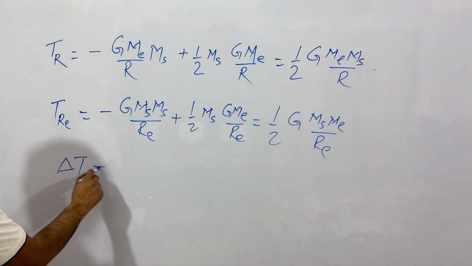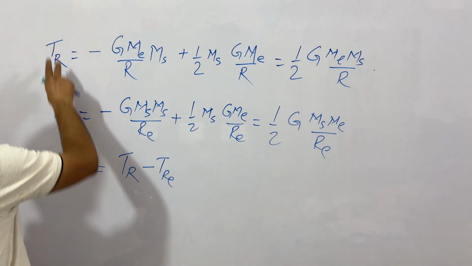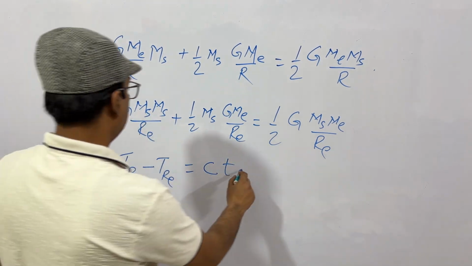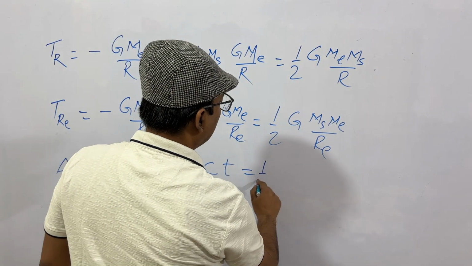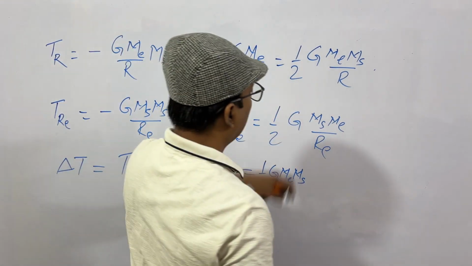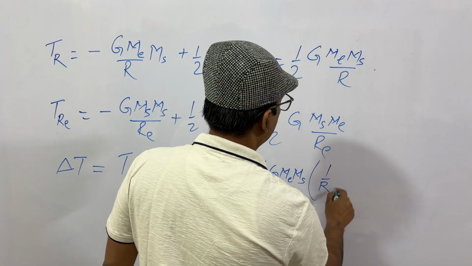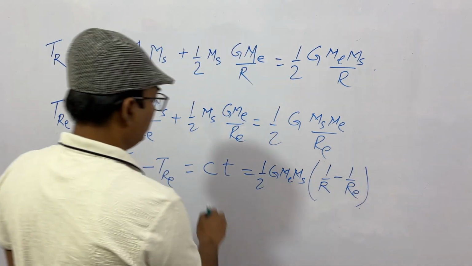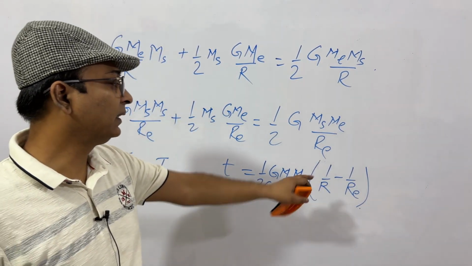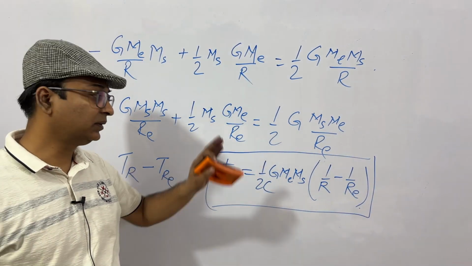Change in energy will be Er minus ERe, that is this energy minus this energy, and this will be equal to C into T. C is the rate of change of energy and T is the total time taken. So this minus this, you see these terms are common, half GMe ms. What is not common? This 1 by R minus 1 by Re. So if you just put C here, you get T equal to this. This is the time taken by the satellite to finally fall to the surface of the earth.